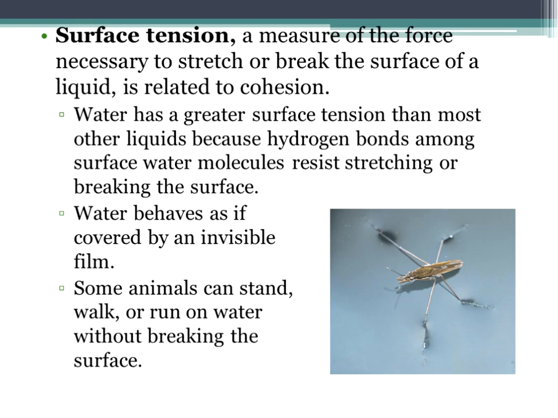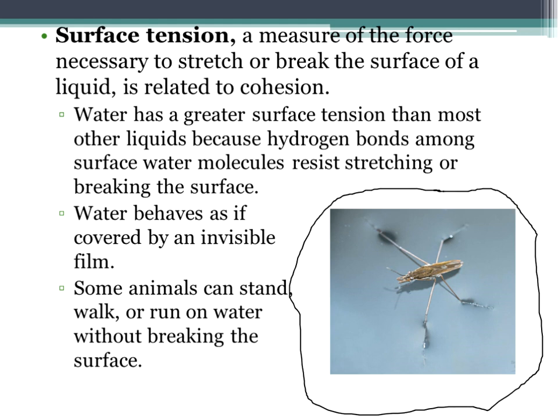Surface tension is another one. This picture right here explains surface tension. So that's what that means. It's a measure of the force necessary to stretch or break the surface of a liquid. It's related to cohesion, right? Because water is sticking to itself, forming a surface. That's why water has a surface tension. And it has a greater surface tension than most other liquids.